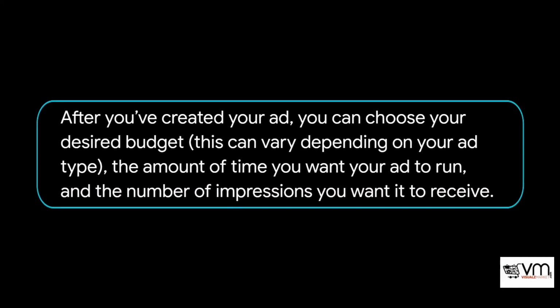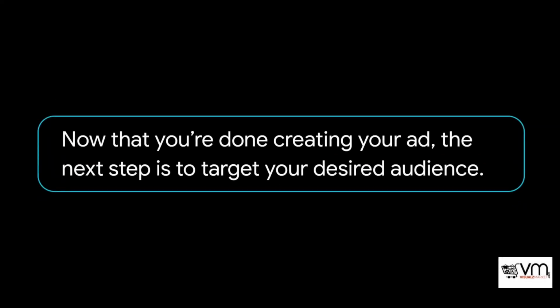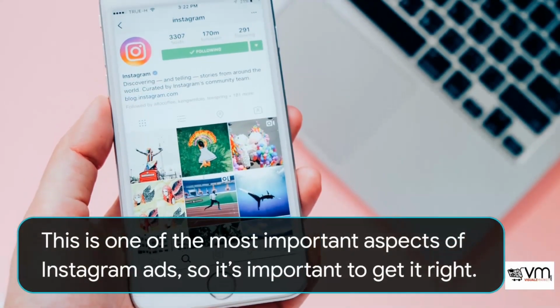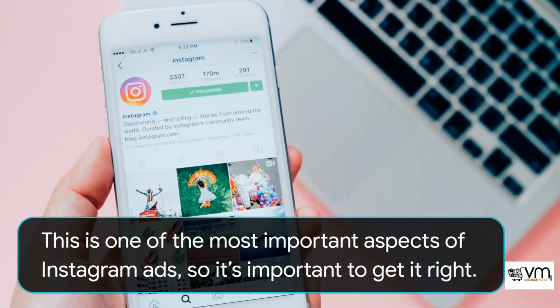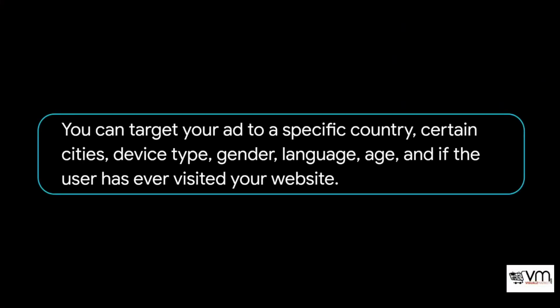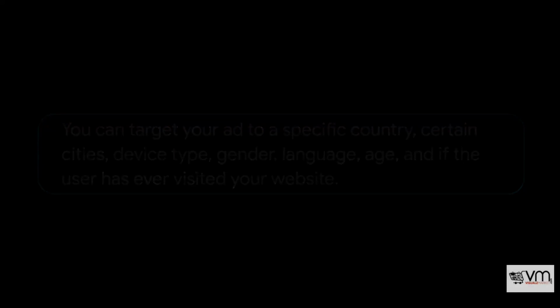After you've created your ad, you can choose your desired budget. This can vary depending on your ad type, the amount of time you want your ad to run, and the number of impressions you want it to receive. Now that you're done creating your ad, the next step is to target your desired audience. This is one of the most important aspects of Instagram ads, so it's important to get it right. You can target your ad to a specific country, certain cities, device type, gender, language, age, and any user that has ever visited your website.